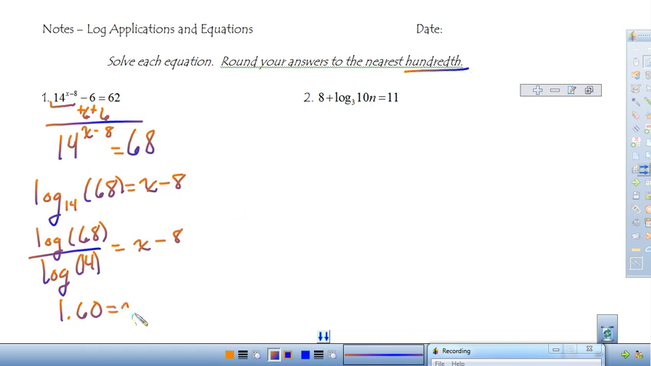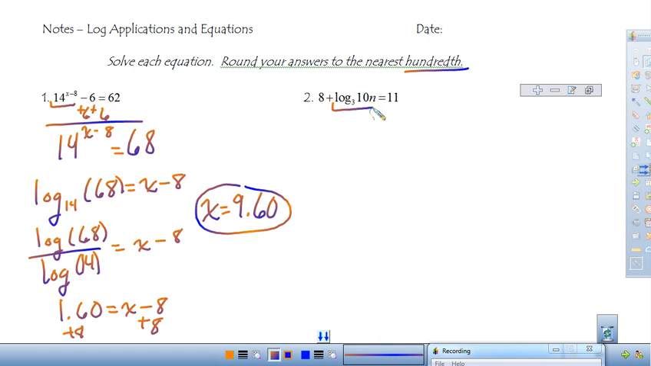2 spots after the decimal, and then we can add 8 to both sides, and your answer will be 9.60. Okay? Same deal with this guy.